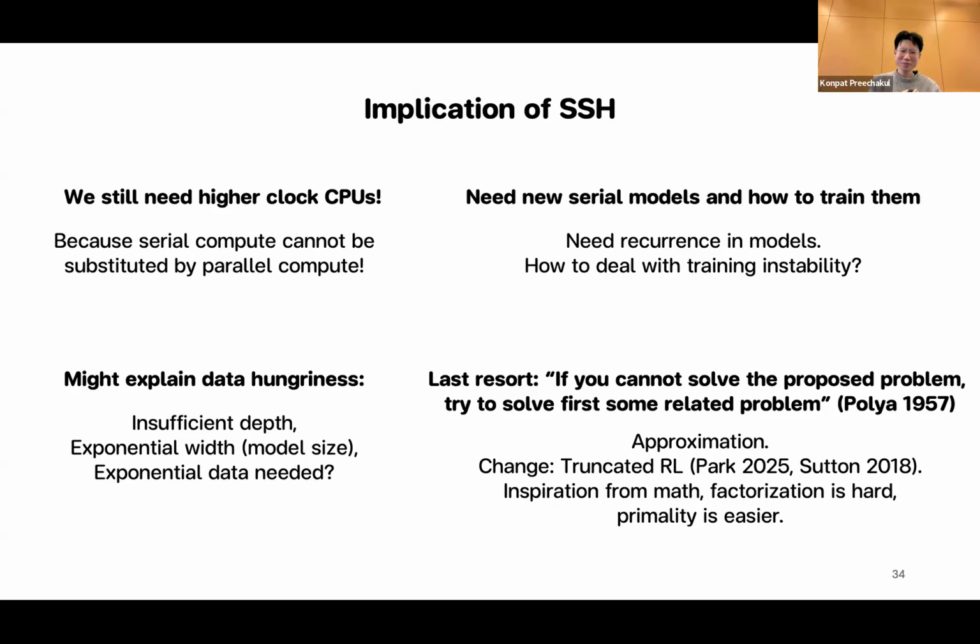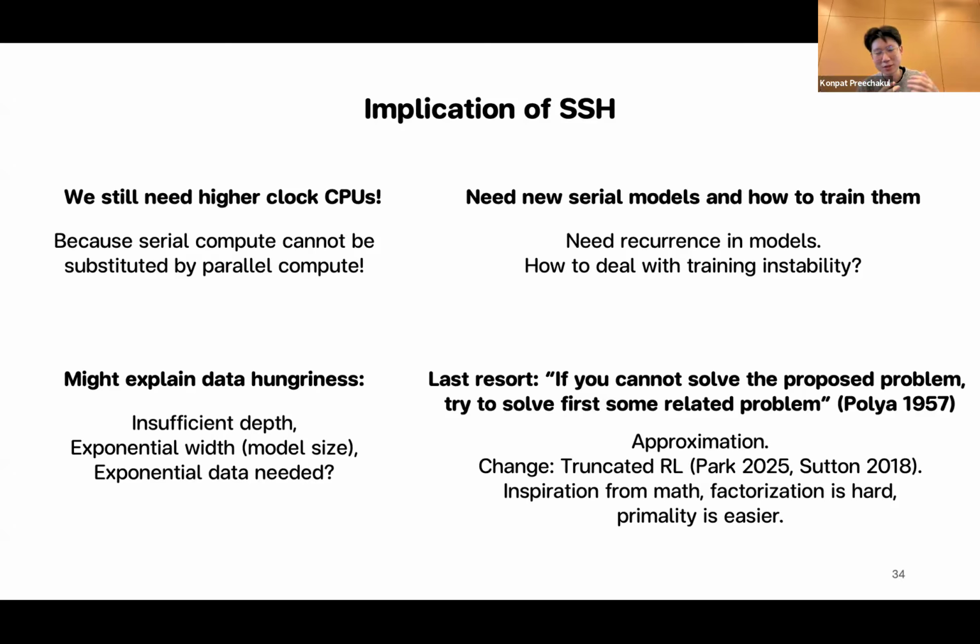For example, you can think of approximation of some serial problems, which could be potentially much easier, right? Or there are some good examples of how you change the problem altogether. For example, truncated RL. It's not going to give you any optimal policy because it's truncated. It only sees, let's say, the next 10, 20 steps. But in some problems, it's good enough.